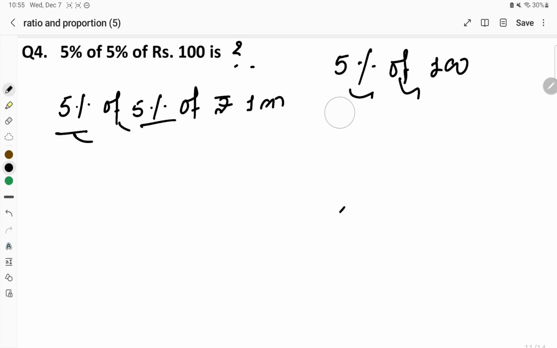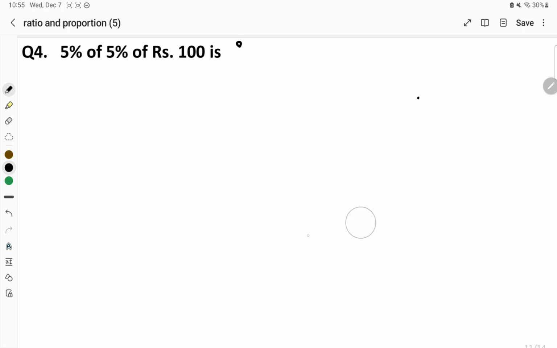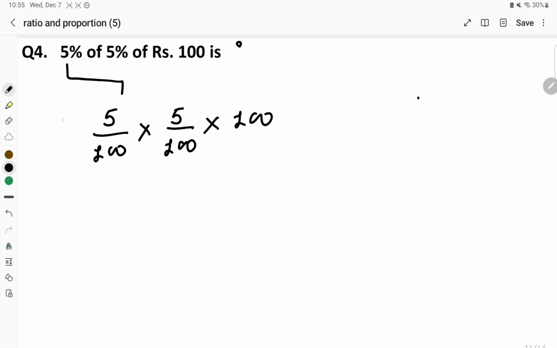So, follow the same. What is given first? 5%. Take 5 upon 100. Next, what is given? "Of". What? 5% again, 5 upon 100 again, of 100 rupees. This is what we have to follow over here. What will be the calculation? The calculation will be rupees 0.25.